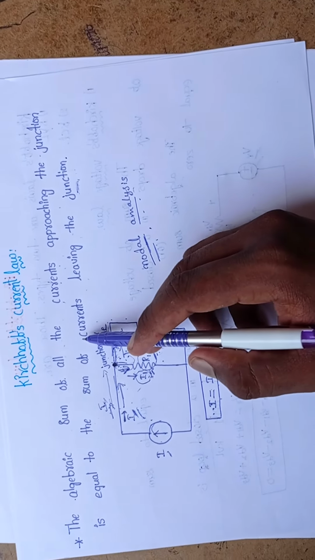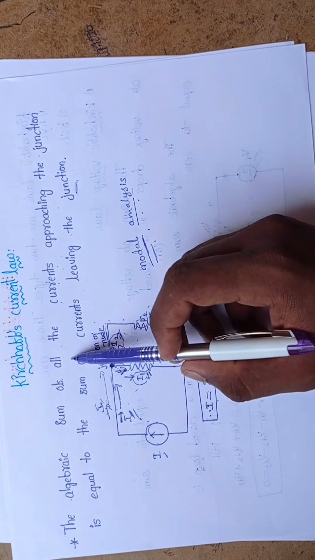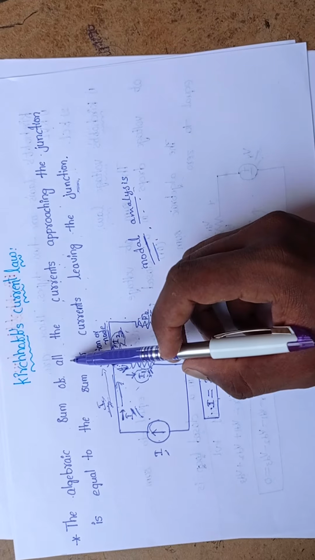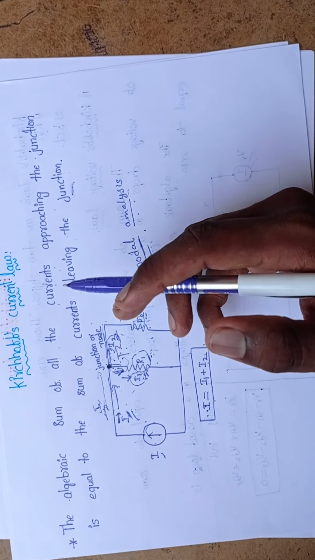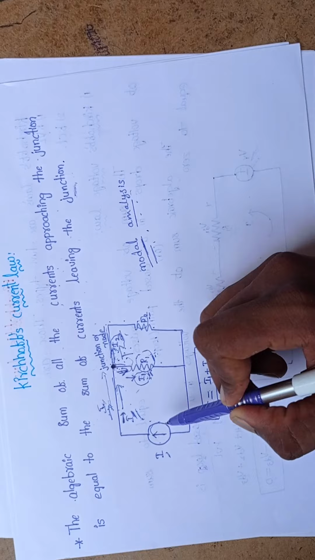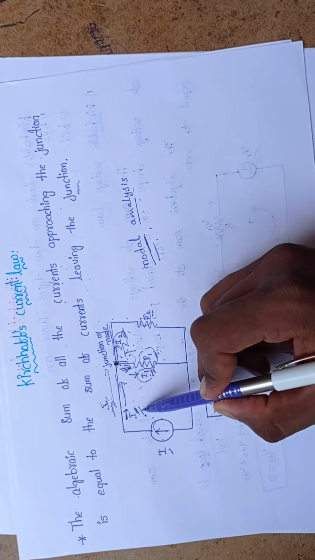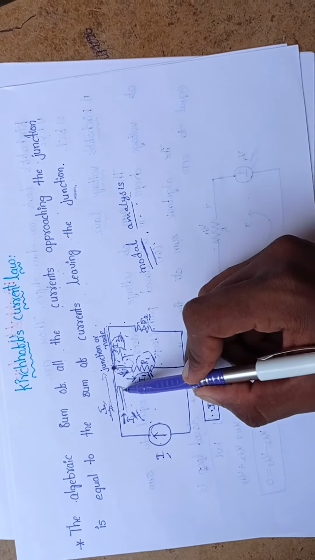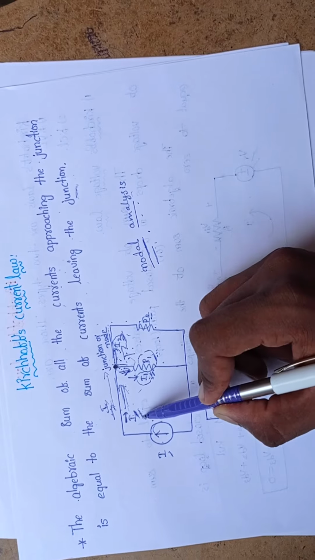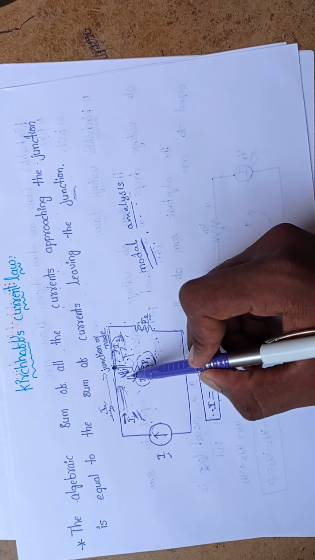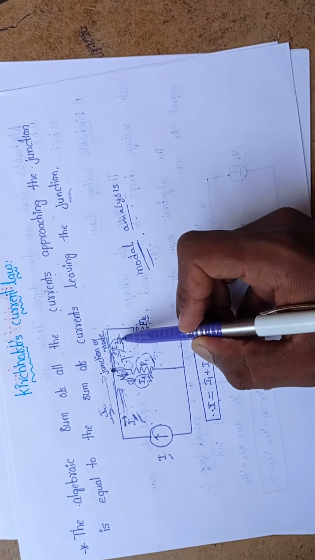According to Kirchhoff current law, the sum of the currents approaching the junction is equal to the sum of the currents leaving the junction. Here we apply a current source I. The sum of the currents approaching the junction is equal to I, and the sum of the currents leaving the junction is equal to I1 and I2.